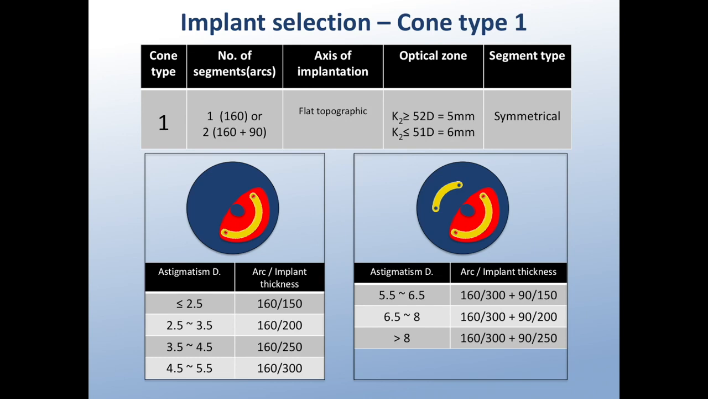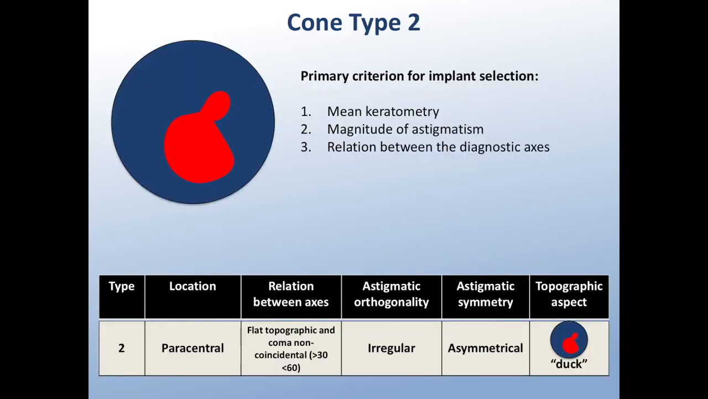5 diopters of astigmatism, it takes the 300, and above 5 diopters, it is necessary to associate the 300 microns with a 90 degrees thickness ring, 150, 200, or 250 microns of increasing thickness. The keratoconus of phenotype 2, also called duck, has the characteristic of being an asymmetric keratoconus, therefore a paracentral localization.